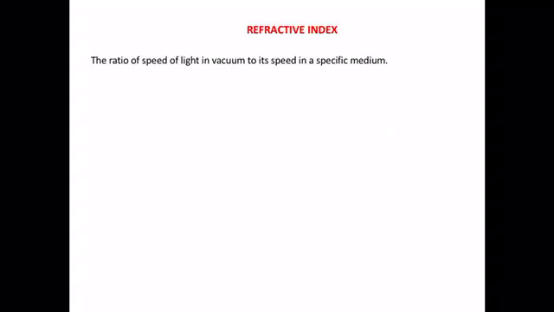Refractive index is a ratio of the speed of light in vacuum to the speed of light in a specific medium. This medium can be anything that will be given in your exam or in your book. Refractive index is a ratio, thus it is dimensionless. It does not have any unit.